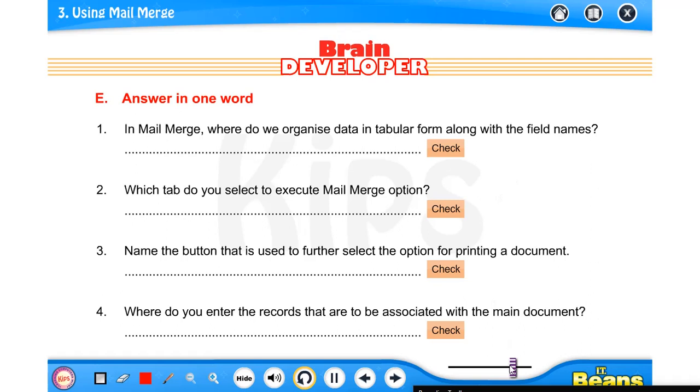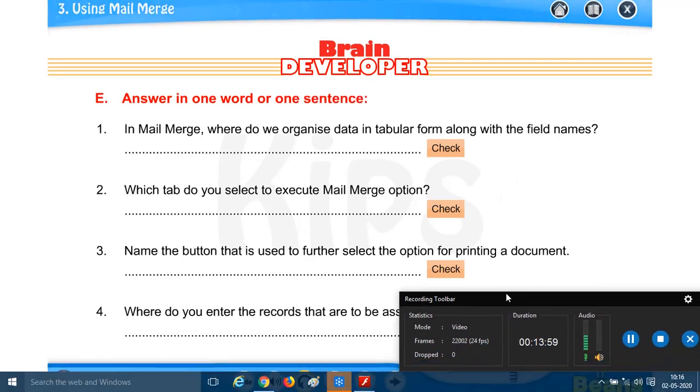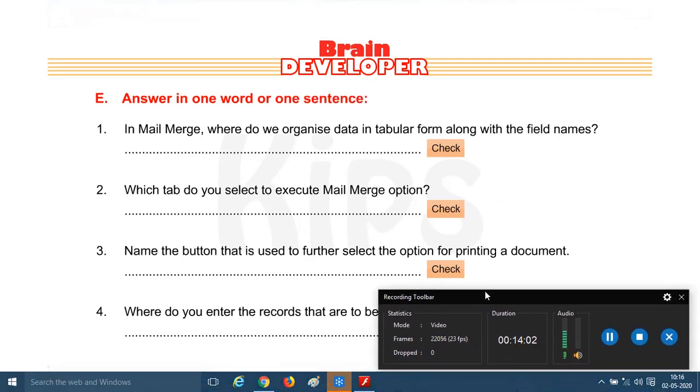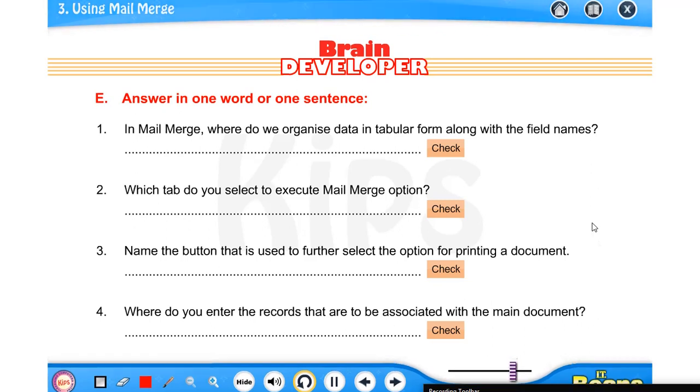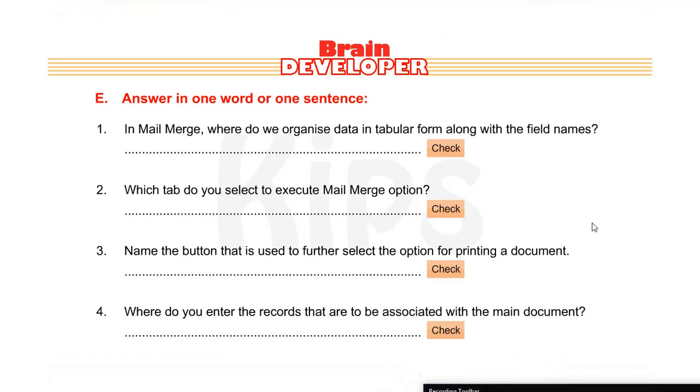Answer in one word or one sentence. Yes, here we have to answer in one word. You all have to read the questions, and in one word or one sentence you have to answer. Let me start. Yes, beta. Our first one is: in mail merge, where do we organize data in tabular form along with the field names? What should be the answer?